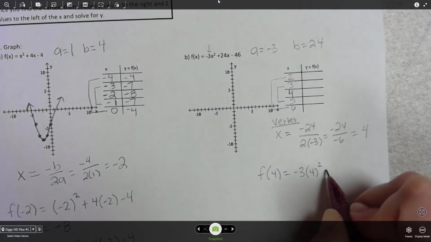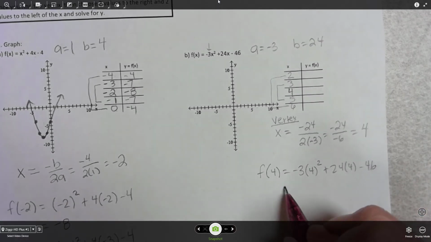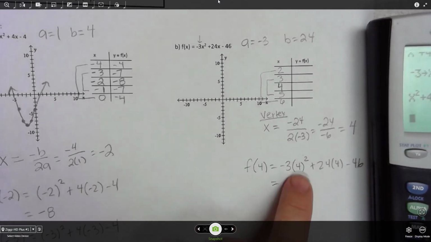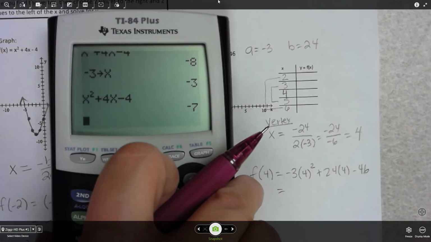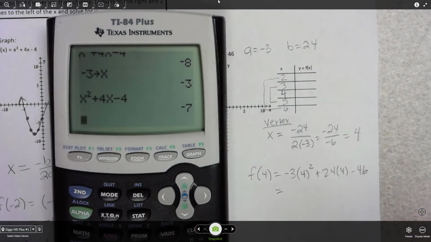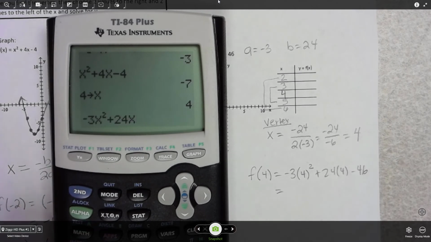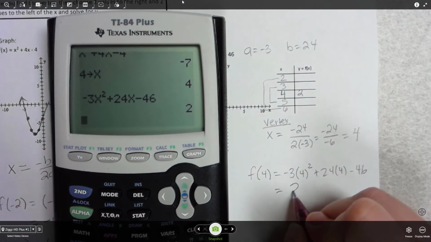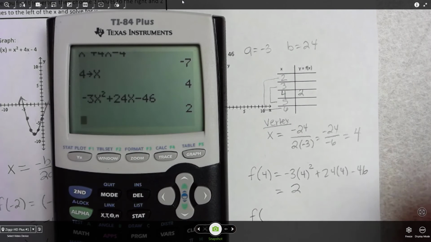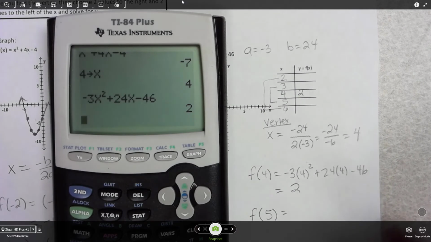Once again, I would probably just let my calculator handle this, but I want you to see what I'm doing. So everywhere there's an x in our function, we're going to plug in a 4. If I let my calculator handle it, I'm going to store 4 in x. Then just type in my function, negative 3x squared plus 24x minus 46. And that gives me a value of 2. Then I need to pick one of each pair, so I'll pick 5 this time and also 2. So that's one from each pair.